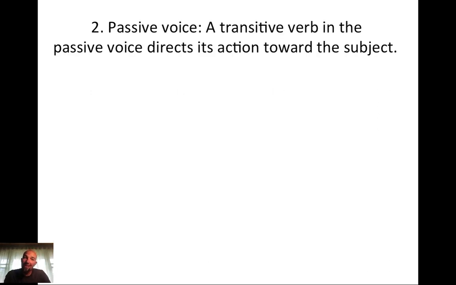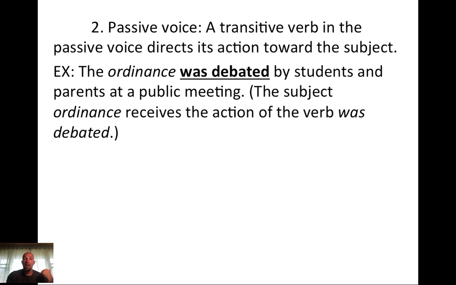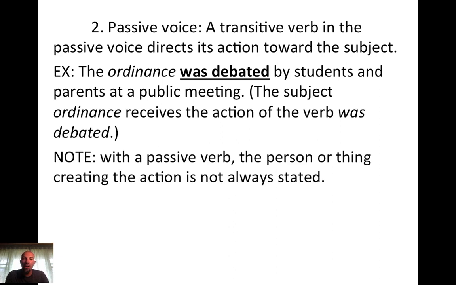Passive voice. A transitive verb in the passive voice directs its action towards the subject, so it goes the other way. The ordinance was debated by students and parents at a public meeting. Subject ordinance receives the action of the verb was debated by students. See how it goes backwards? Ordinance debated students, but the students are debating the ordinance. It's a passive voice sentence, and we try to avoid that.